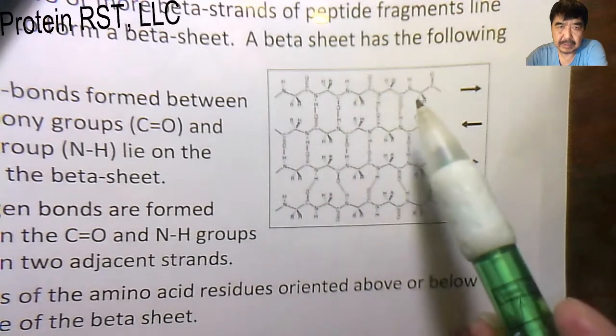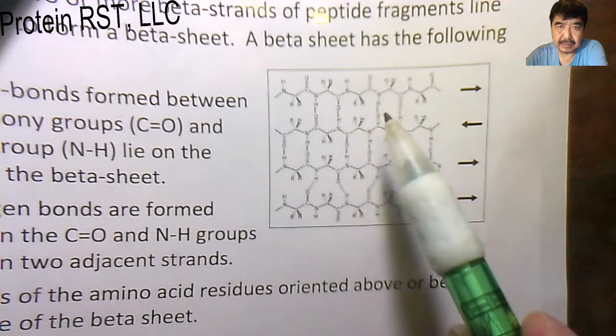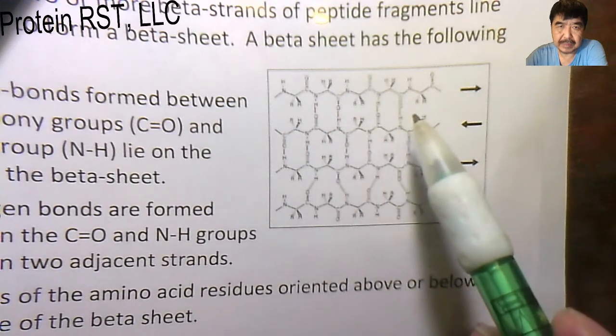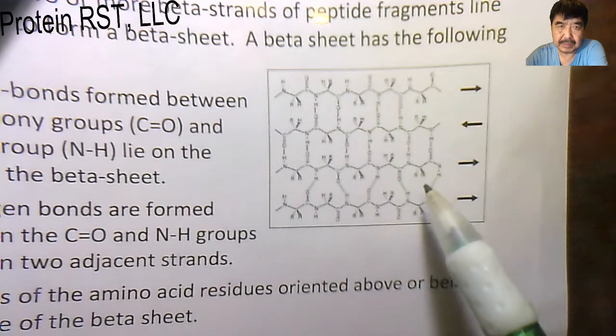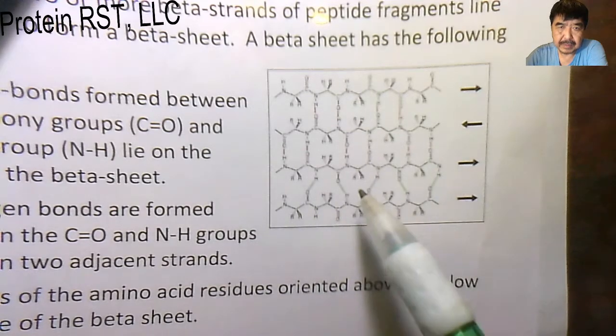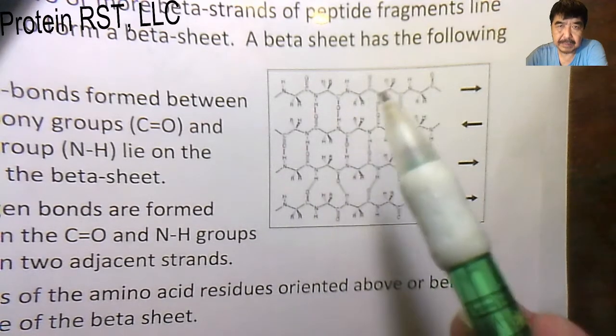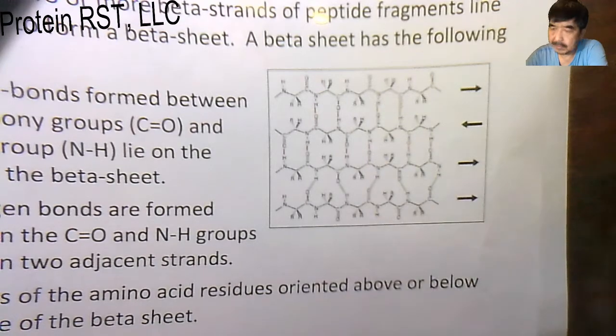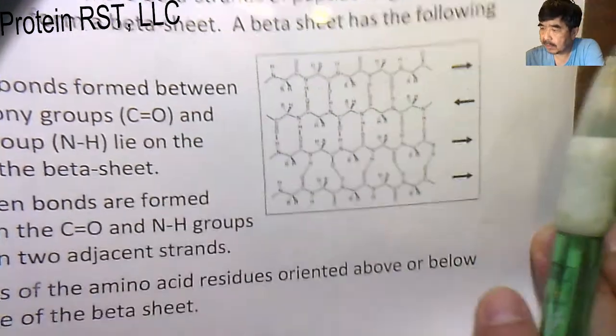Those hydrogen bonds are on the same level of the plane of the beta sheet, and the R groups are oriented either above the sheet or below the sheet. This is the secondary structure.